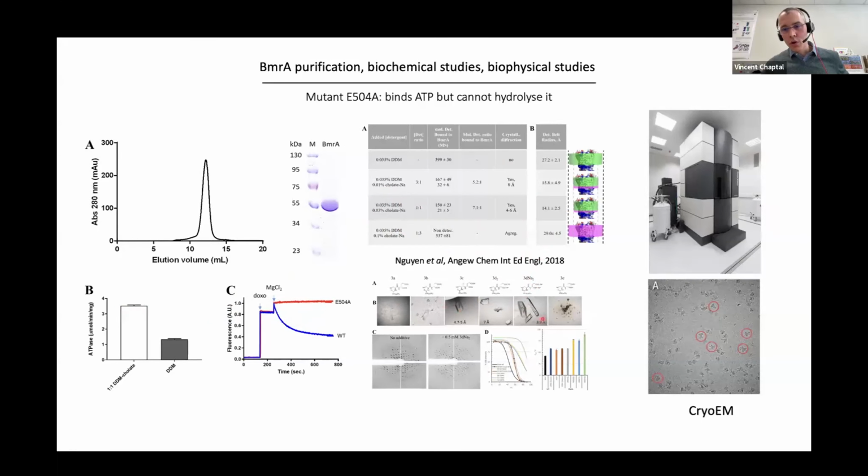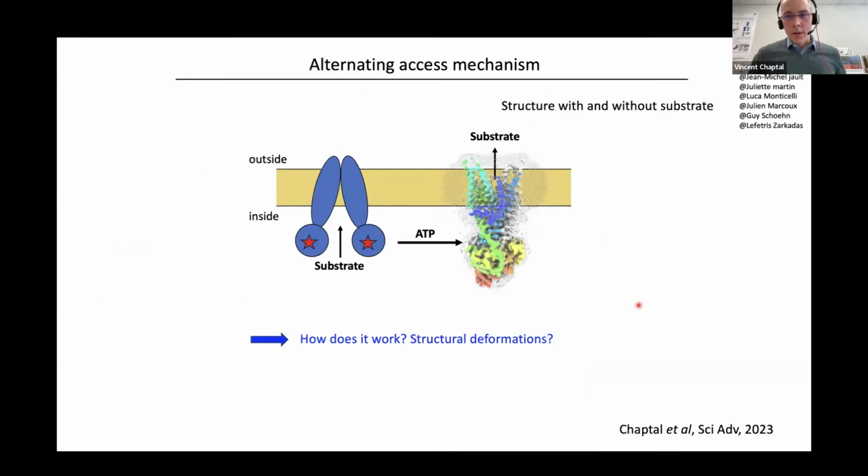And so we solved the structure by crystallography, and then we quickly, of course, moved on to cryo-EM, and we solved many structures using cryo-EM. We started with the structure in the outward-facing conformation. We solved several structures, and that's work involving many people. And still today, it's the only structure of an ABC transporter with a substrate bound in this conformation.